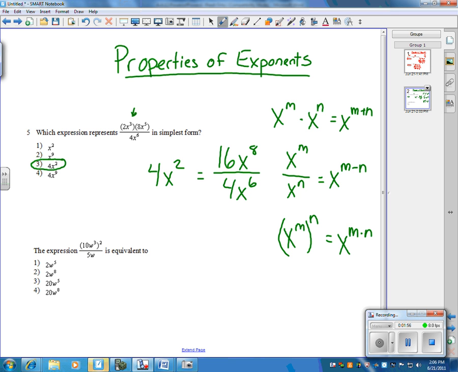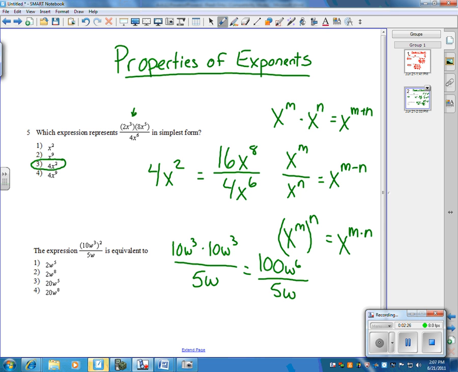Now there's 2 of those whole quantities in the parentheses. So that means that we got 10w to the third times 10w to the third, because there's 2 of those. And this is going to be over 5w. Now in the top, we got 100, because 10 squared would be 100. And w to the third times 2 would be w to the sixth. And that's going to be over 5w.